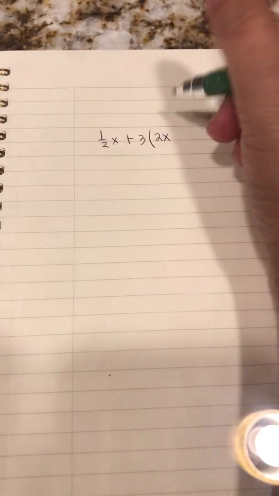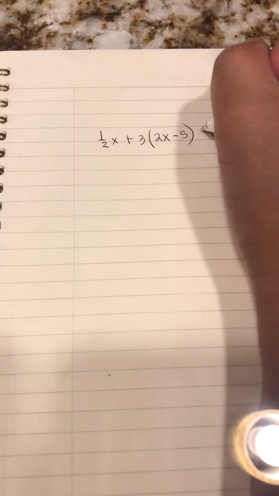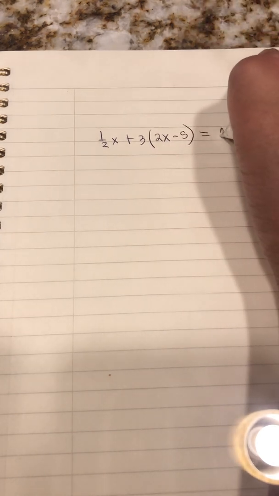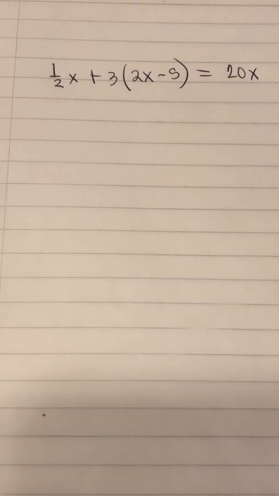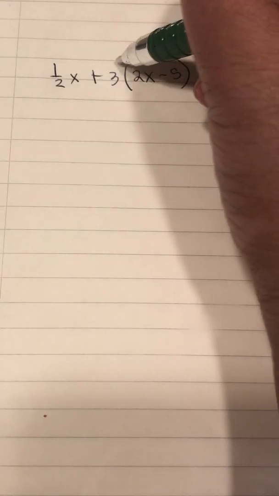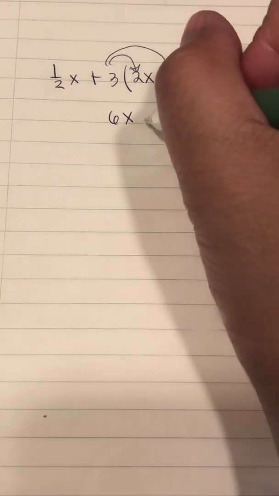Okay, so let's try two fractions. 1/2 x. Oh, let's put a distributive too. 3 times (2x minus 5) is equal to 20x. Okay, so the first thing we do is the distributive. So 3 times 2x is 6x. 3 times negative 5 is negative 15. Then copy the rest of the terms.